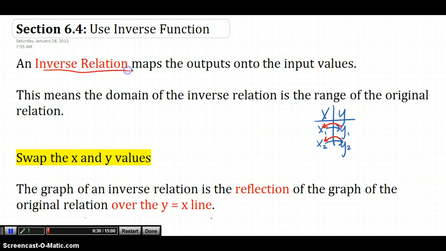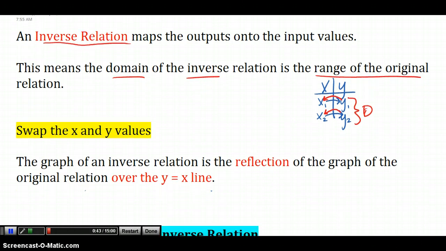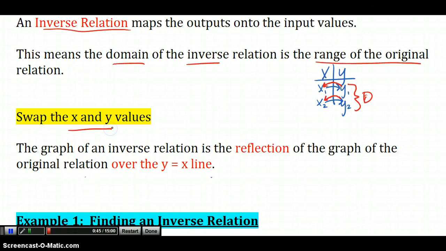So now, the domain of the inverse relation is the range of the original function. If this was our original function, the y's now become the domain. Basically just flip-flop. So we're going to swap the x and the y values, essentially. The graph of the inverse function is the reflection of the graph of the original relation over the y equals x line. And you're going to do an activity in class that shows you the relation graphically.